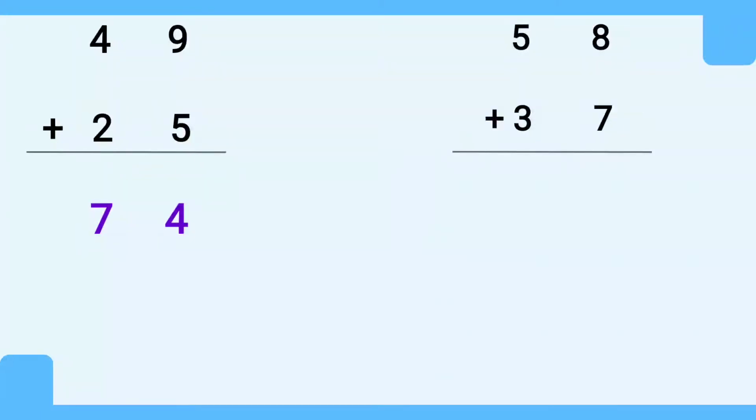58 plus 37. 8 plus 7. 8 in my mind and 7 on my fingers. After 8: 9, 10, 11, 12, 13, 14, 15. So we will write 5 and carry up 1. So 5 becomes 6. 6 plus 3. 6 in my mind and 3 on my fingers. After 6: 7, 8, 9.